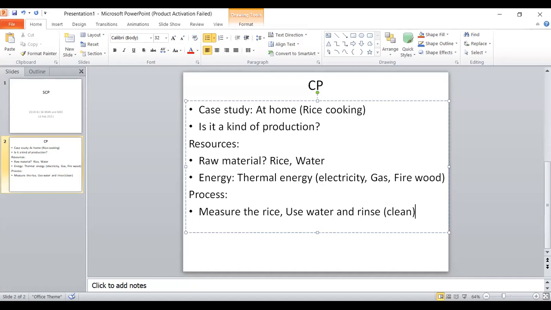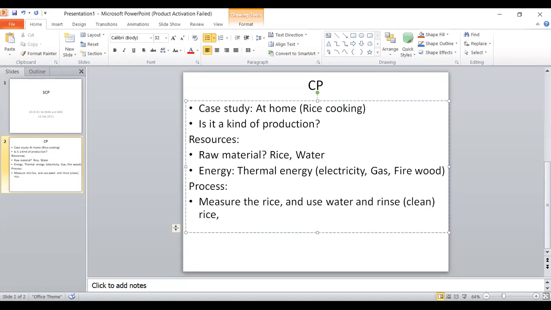After that, use water and rinse or clean the rice. Then wash and clean the cooker or cooking pot. Rice cooker or rice cooking pot.